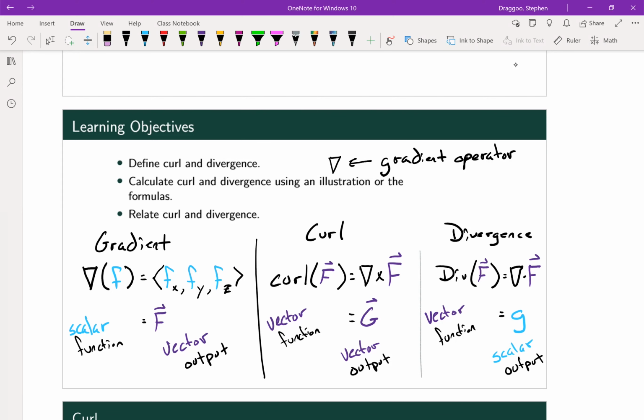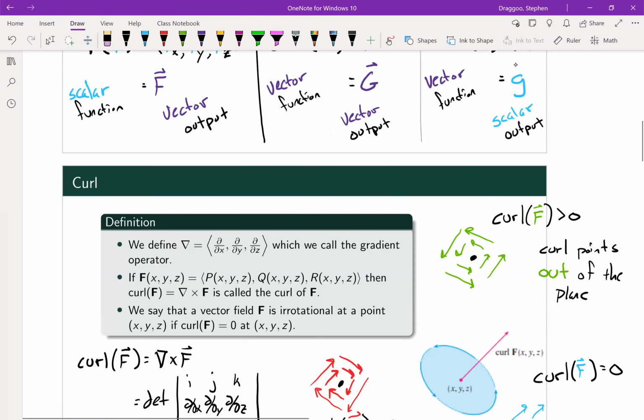So the curl is going to be defined as the cross product of the gradient operator and some vector field or vector function, while the divergence will be defined as the dot product of that gradient operator and some vector function. So when we take the curl, our input is a vector function and the output is another vector function. But with the divergence, our input will be a vector function, but the output will be a scalar, since the dot product of 2 vectors is a scalar, but the cross product is another vector. Keeping these in mind might be helpful as we're trying to differentiate between these 3 different uses of the gradient operator.